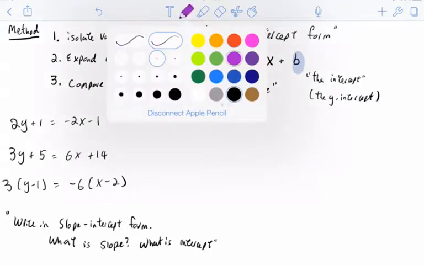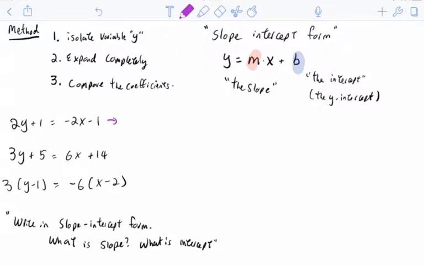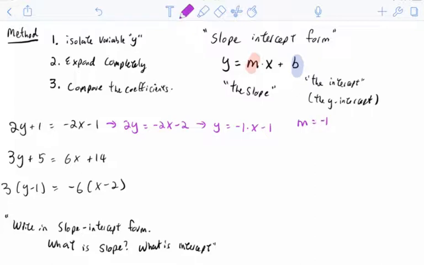All right, you're back. Let's try solving these. So this becomes 2y is equal to minus 2x minus 2, which becomes y is equal to minus 1 times x minus 1. So the slope on this one is minus 1, and the intercept is minus 1. Next one. 3y is equal to 6x plus 9, which becomes y is equal to 2x plus 3. So the slope here is 2, and the intercept is 3.